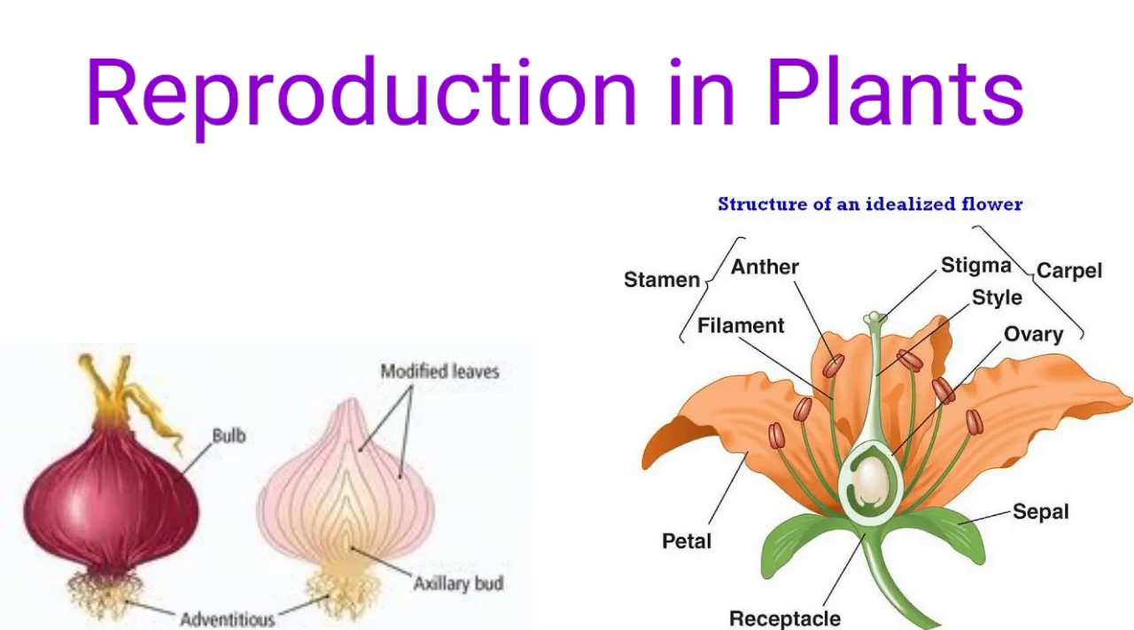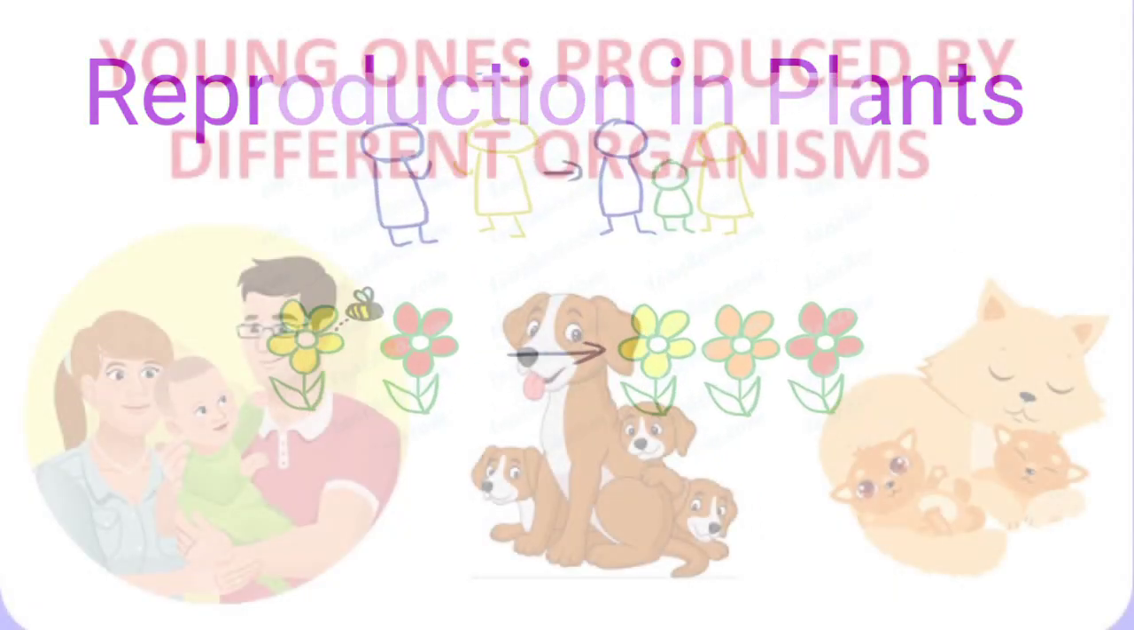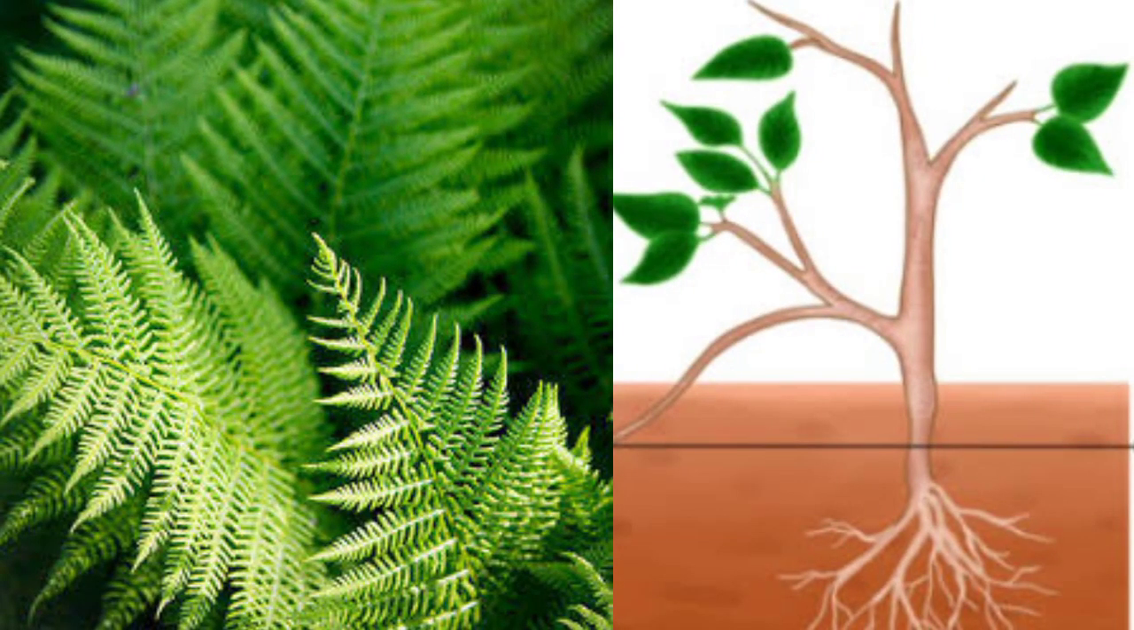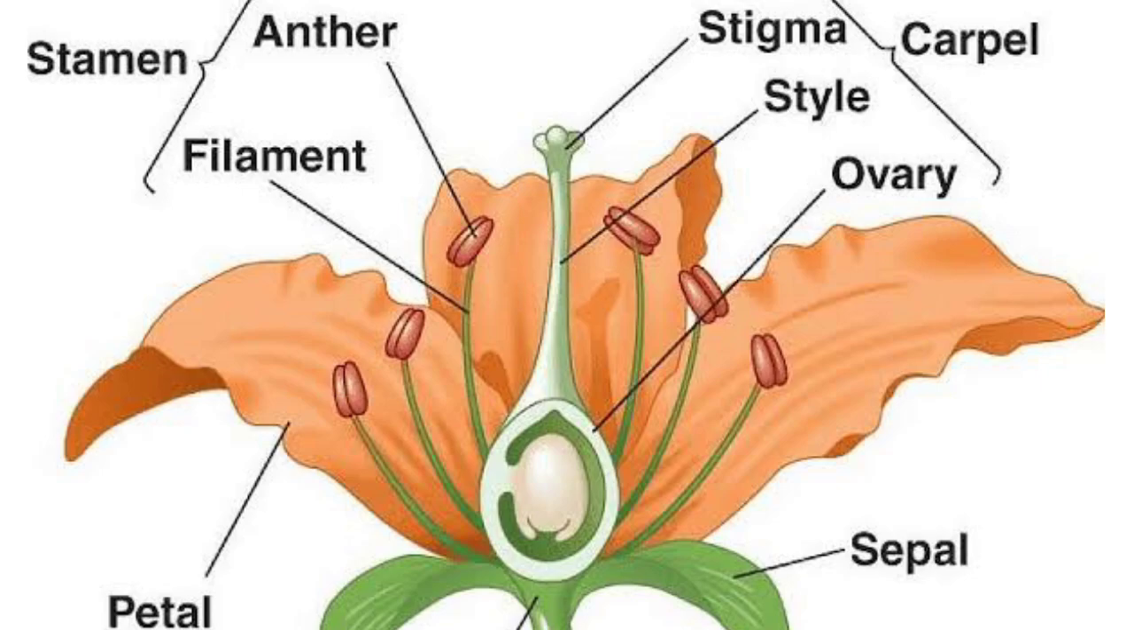Reproduction in plants. The process of producing young ones of their own by the living organisms is called reproduction. And in this video, we will understand the chapter Reproduction in Plants. Children, you know that flower is the reproductive organ in plants.